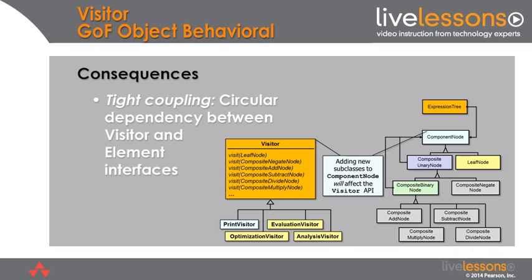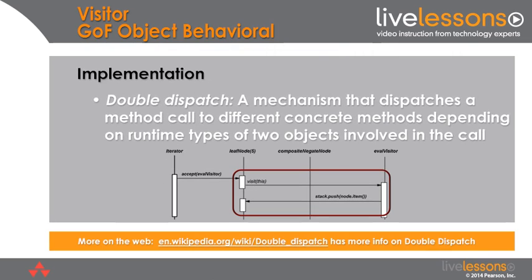So this pattern, as you can tell, works most effectively if the structure doesn't change very much, but the operations change. From an implementation point of view, one of the keys to understanding this pattern is to make sense of something called double dispatch. Double dispatch is a mechanism that dispatches a function call or a method call to different concrete functions or methods depending on the runtime types of two objects involved in the call.